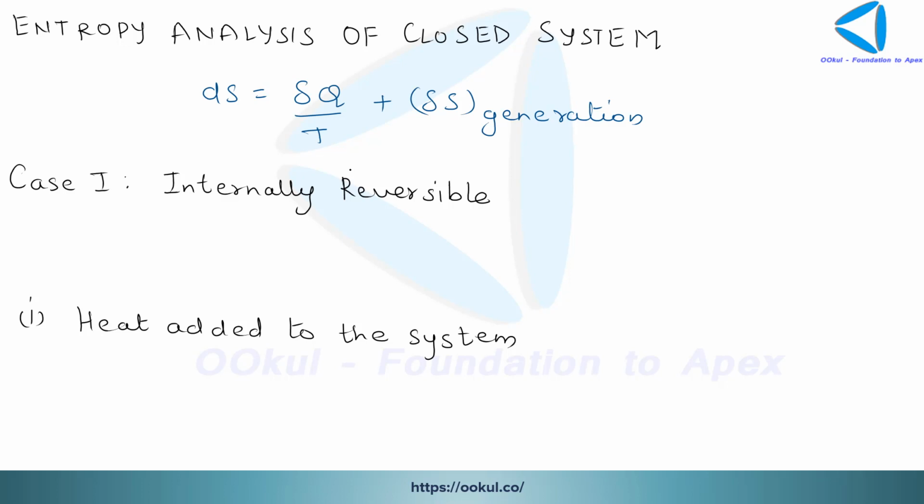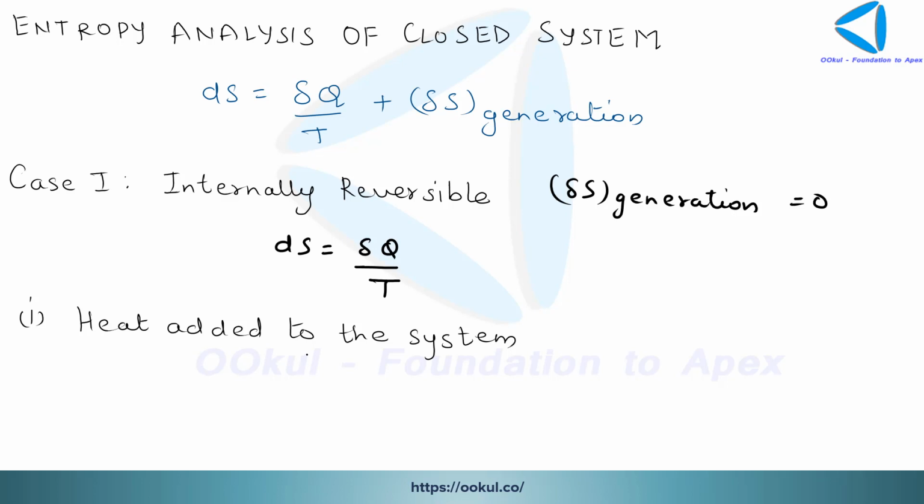We have written a very general expression, that dS is equal to δQ by T plus ΔS generation. Now we will take the cases one by one and see what expressions we get. If it is an internally reversible process, then the entropy generation will be equal to 0. So we are left with dS is equal to δQ by T.